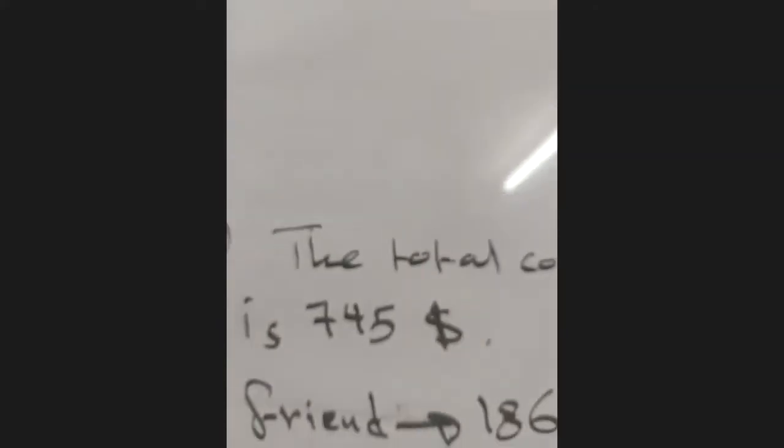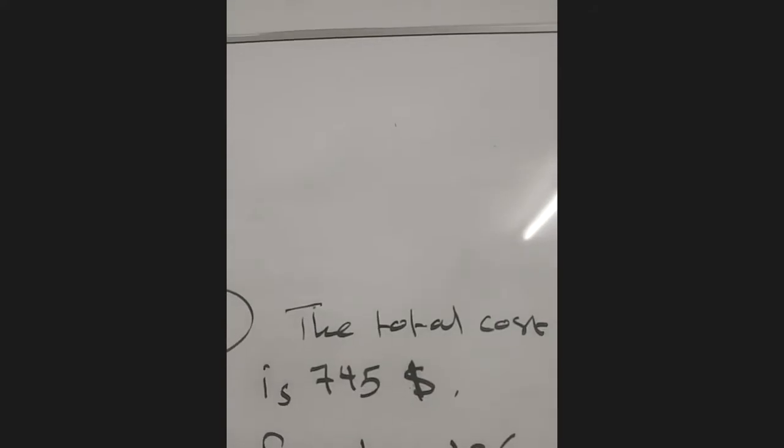Yalla Ammar, read. Vincent and some friends shared the cost of a season ticket package for the local football team. The package cost $745 and each person contributed $186.25. Good. Continue. Write a multiplication equation that can be used to find how many friends contributed to the ticket purchase. Good.